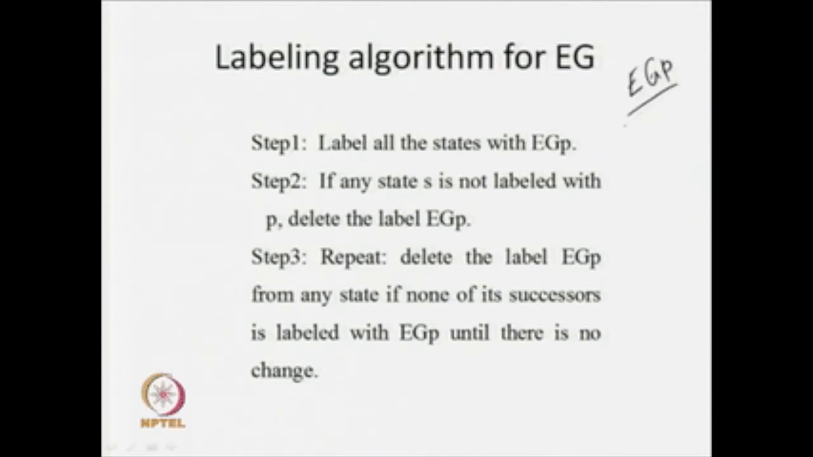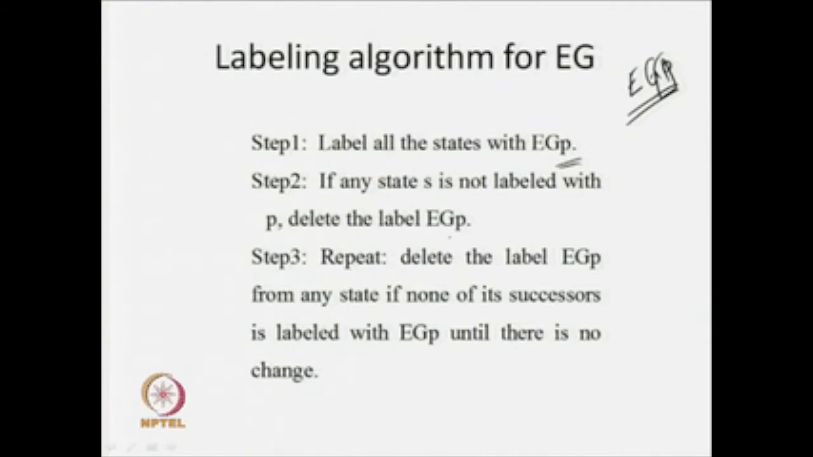So, when I am coming to this particular formula, we know the labeling of this particular sub formula p. In this approach, initially we are going to label all the states with the given formula E g p. Then in step 2, if any state S is not labeled with p, delete the label E g p.